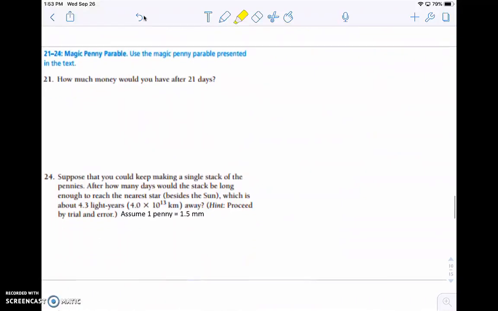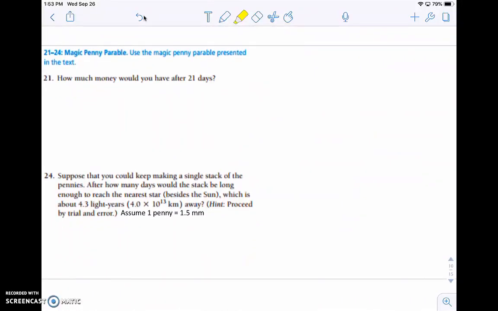So again, all of this is exponential growth, and our growth factor is 100%. So how much money would you have after 21 days? Remember, you take the value of a penny, times 2, raised to the day power, and on day 21 you'd have $20,971.52. So after 21 days, you're doing pretty good.